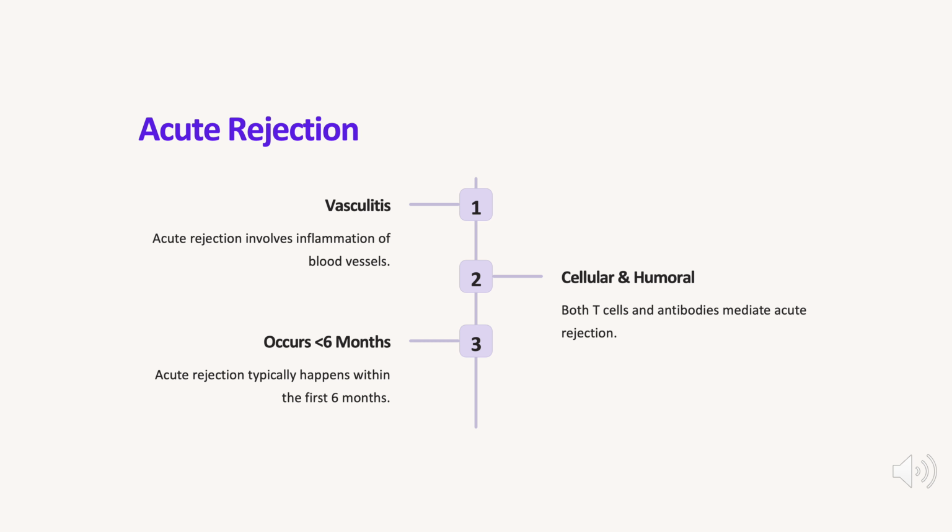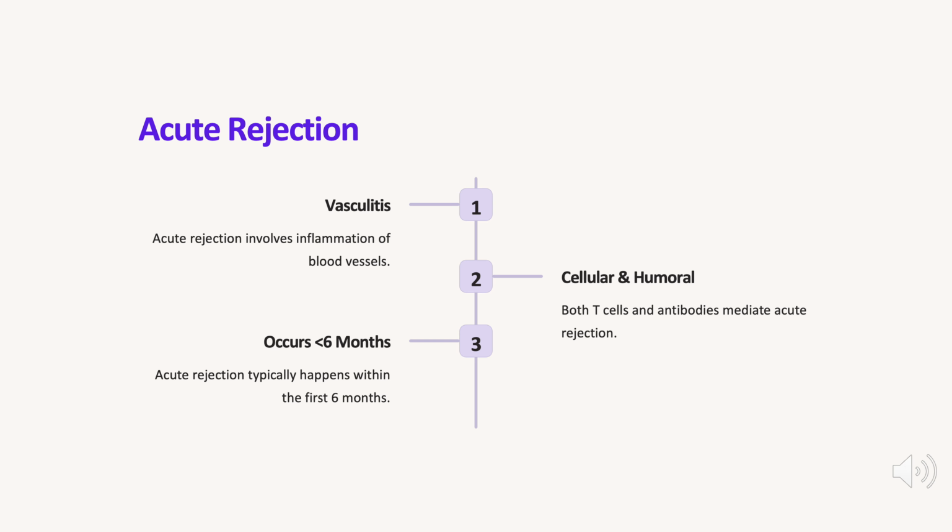2. Cellular and humoral immunity. Acute rejection involves both cellular and humoral immune responses. T cells play a central role in cellular rejection by directly targeting and attacking the transplanted tissue. Meanwhile, antibodies produced by B cells contribute to humoral rejection by recognizing and attacking foreign antigens on the transplanted organ.